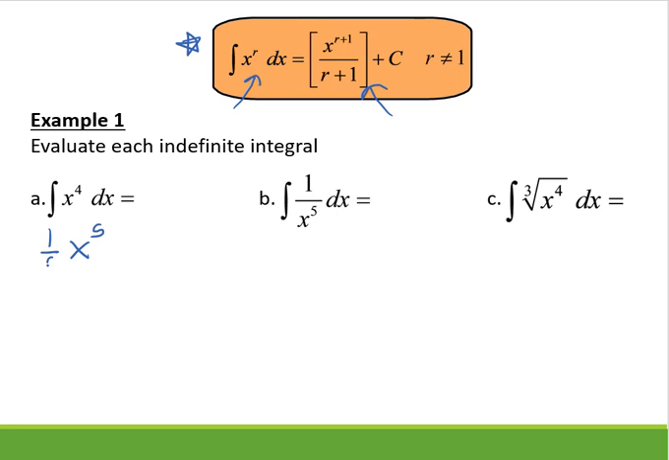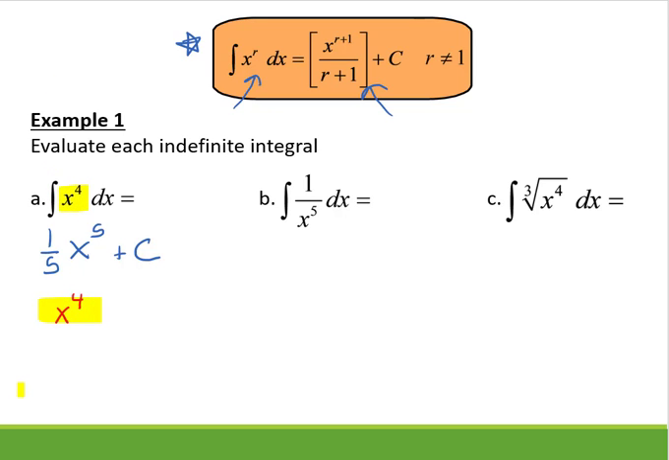Now, if we were to take the derivative of this, we would take the derivative of that top function and bring down the 5. 5 times 1/5 is 1. Reduce your exponent by 1. Derivative of a constant is 0. So notice how this and that are the same thing.